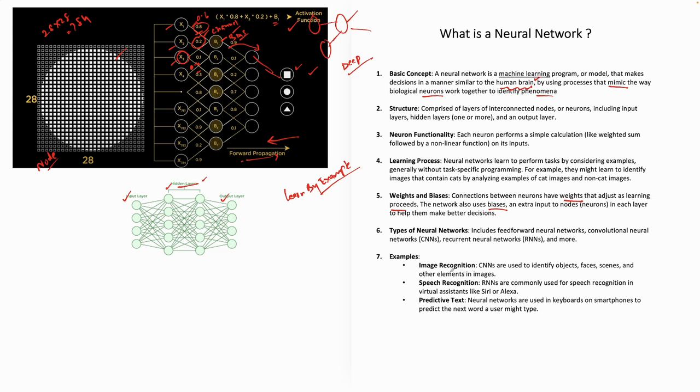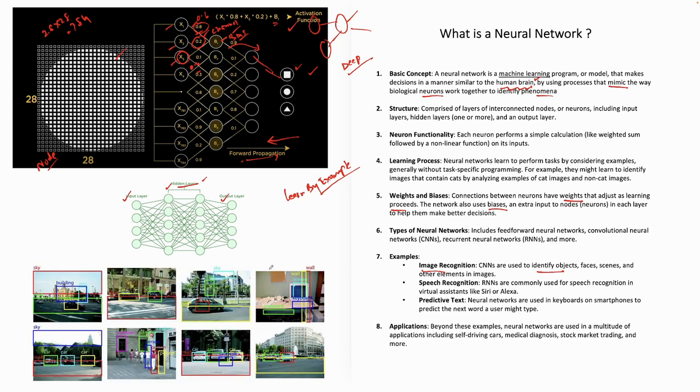So some examples. Image recognition, right? CNNs, or convolutional neural networks, are used to identify objects, faces, scenes, something like this, right? So in this image, you are able to identify, oh, this is a keyboard, this is a screen, this is a car, this is a tree, this is a building. This is all being done with the help of image recognition, or CNNs.